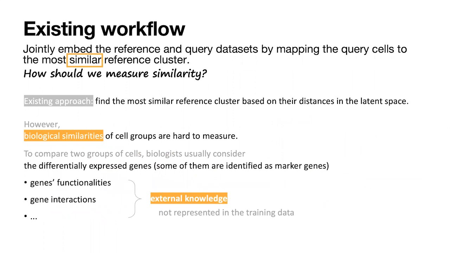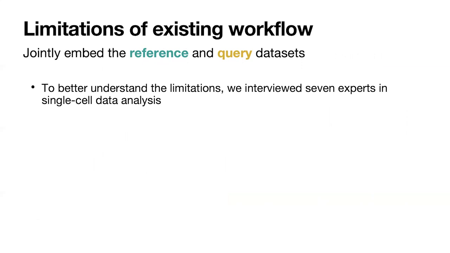However, the question of how to measure similarity between cell groups remains. An existing approach is to use distance in the latent space of the joint embedding as the similarity measure. However, this does not exactly reflect how biologists would compare two groups of cells. Biologists would consider the genes that are differentially expressed between the two groups and then look to external resources for validation. To better understand the limitations of existing reference-based annotation workflows, we interviewed 7 experts in single-cell data analysis.